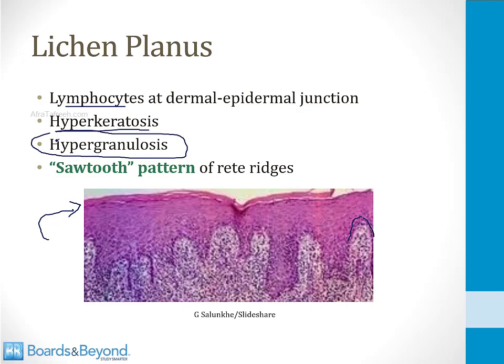And then finally, a classic finding in lichen planus is the so-called sawtooth pattern of the Rete ridges. Rete ridges are these portions of the epidermis that dive down into the dermis. They're between the dermal papillae, like this one here and this one here. And you can see that these form sawtooths like this one I'm marking with my pen. And this is called the sawtooth pattern of the Rete ridges seen in lichen planus.